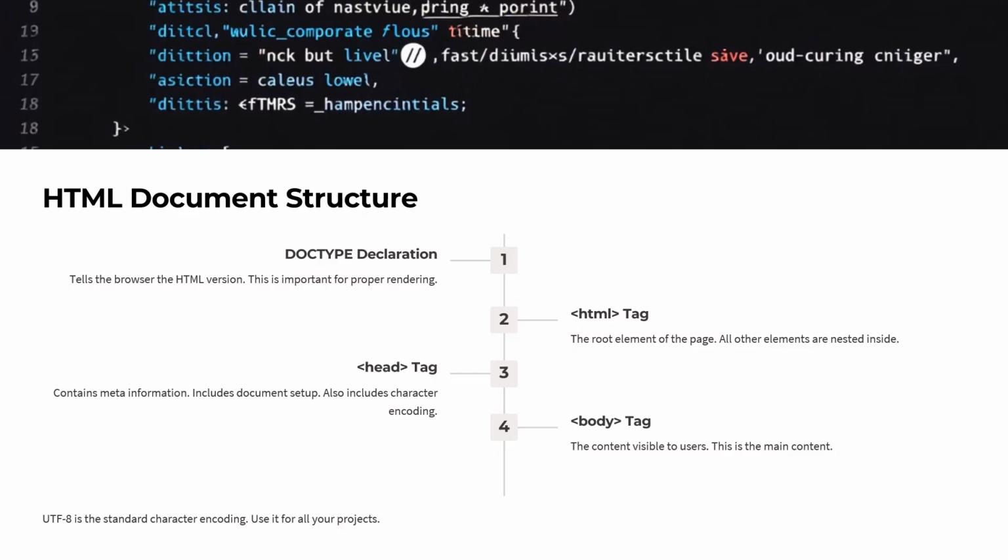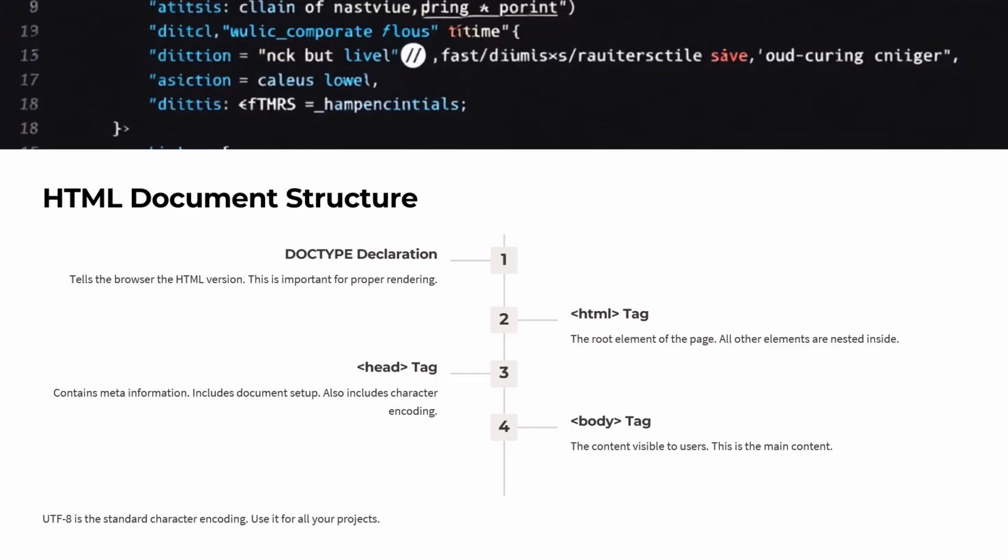One important meta tag found in the head section is the character encoding declaration, which should be set to UTF-8. This encoding supports a wide range of characters, making it essential for ensuring compatibility across different languages and symbols.